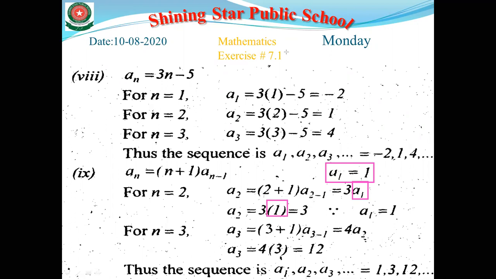Okay. Now when you put n equals 3, it becomes a3 equals (3 plus 1), 4. And here is 3 minus 1, 2. Now 4 multiply a2, and we know that a2 is equal to 3. So that's why I will put 3 here. 4 multiply 3 is 12. So a3 is 12. Thus the sequence a1, a2, a3 is 1, 3, 12.